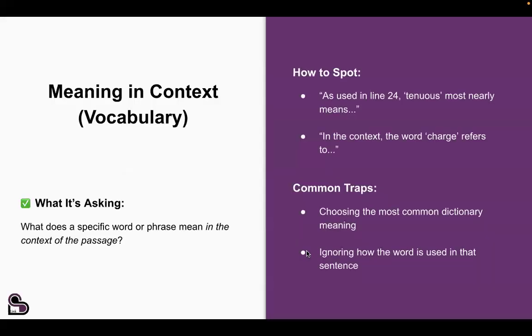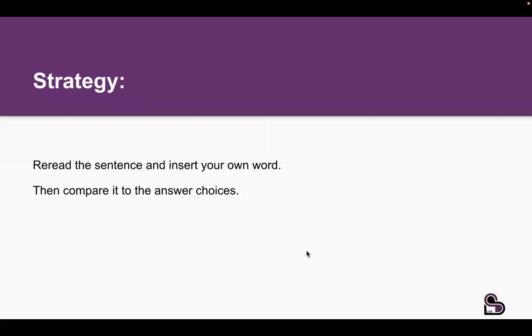Meaning in context, or vocabulary. What it's asking: what does a specific word or phrase mean in the context of the passage? How to spot it? As used in line 24, tenuous most nearly means... In context, the word charge refers to. Common traps: choosing the most common dictionary meaning, ignoring how the word is used in that sentence. Strategy: reread the sentence and insert your own word, then compare it to the answer choices.